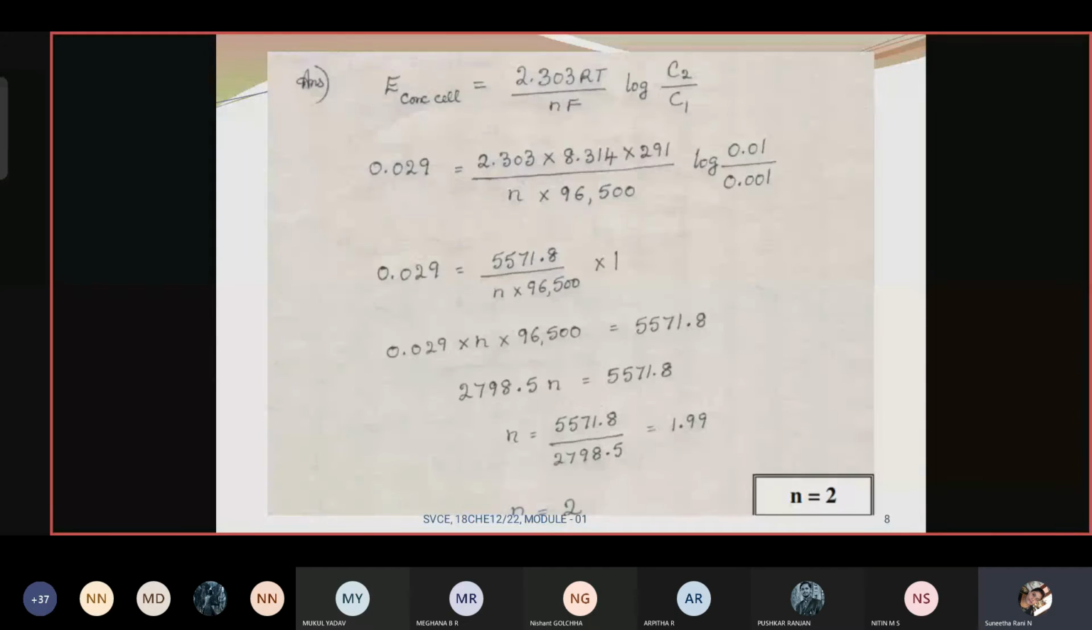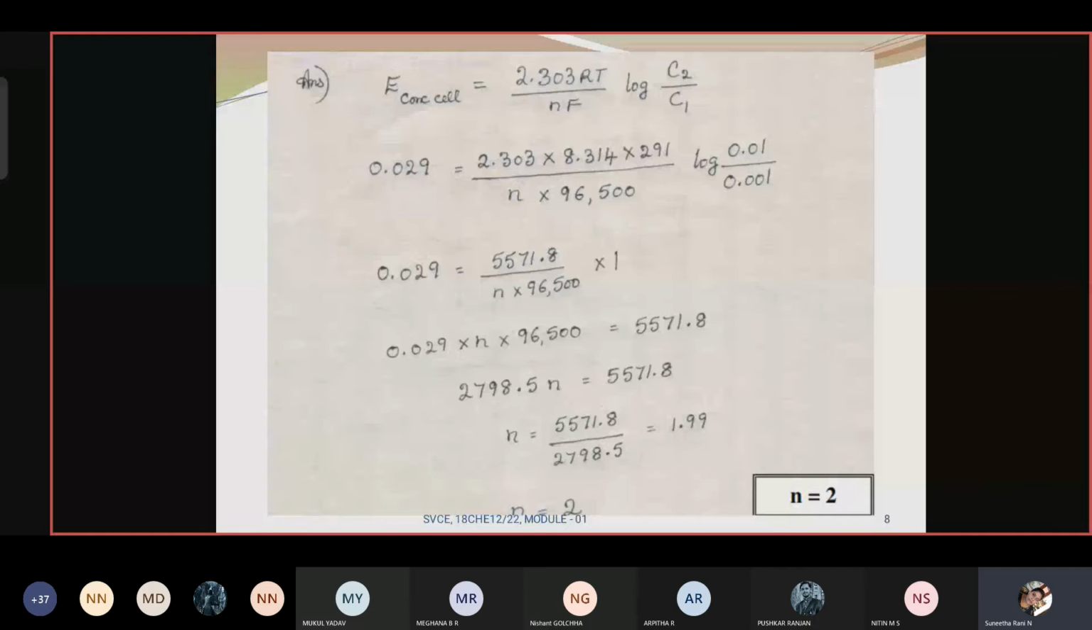E cell is equal to 2.303 RT by nF log of C2 by C1. So log of C2 by C1 is nothing but the concentration of the anode and the concentration of the cathode. So substitute the values for the gas constant, temperature, and Faraday's constant, and n we are going to find out. If you substitute all these constants, then we'll have an equation, 0.029.